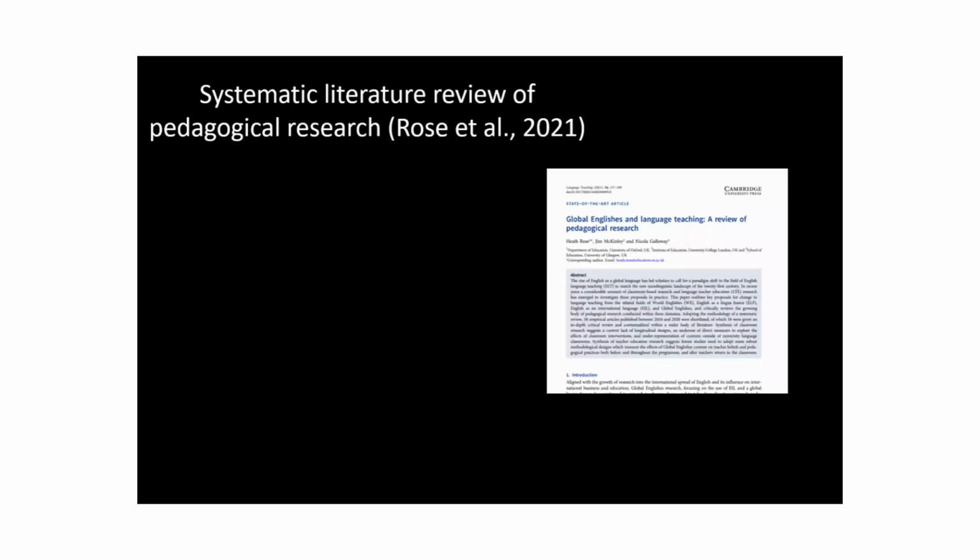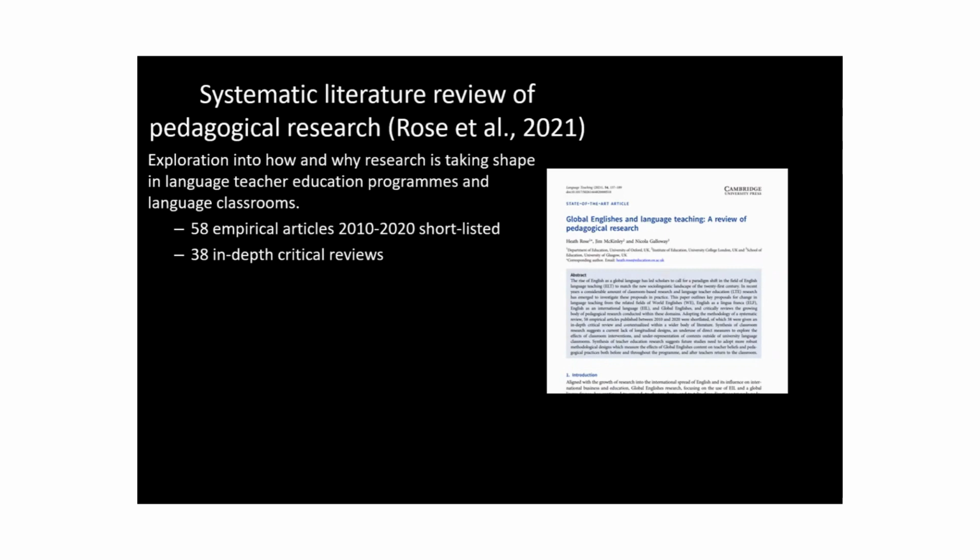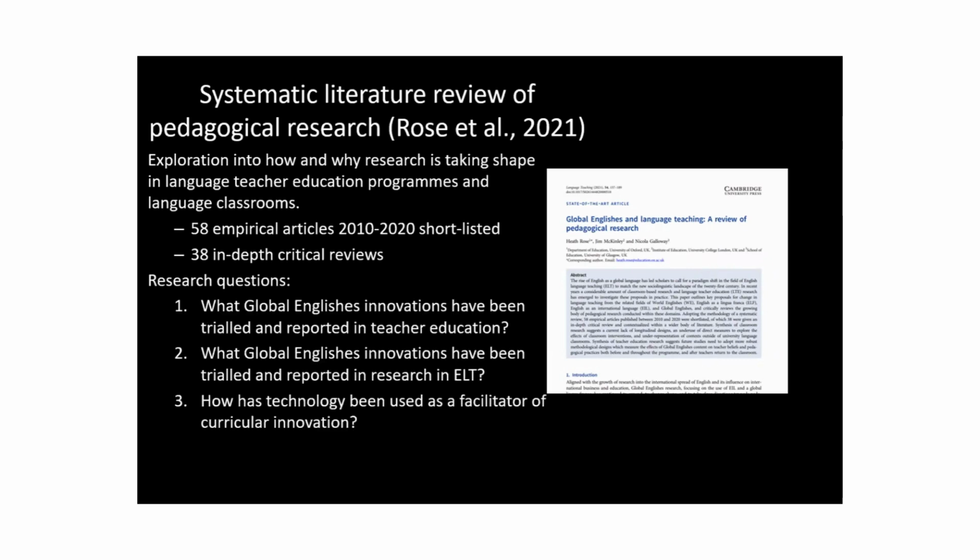So this is where we decided to conduct a systematic review to see what we know that researchers or teacher researchers have been doing in terms of Global Englishes research. We took a wide view of Global Englishes research, incorporating EIL, ELF, and World Englishes. Through this, we looked at 58 empirical articles that were published between 2010 and 2020, and conducted some critical reviews of them.